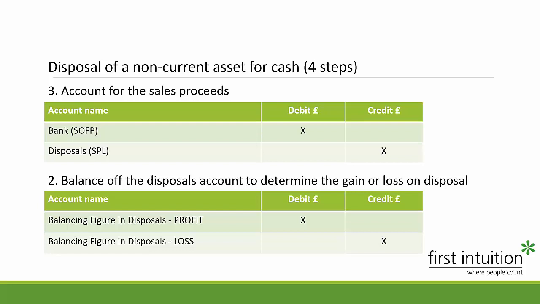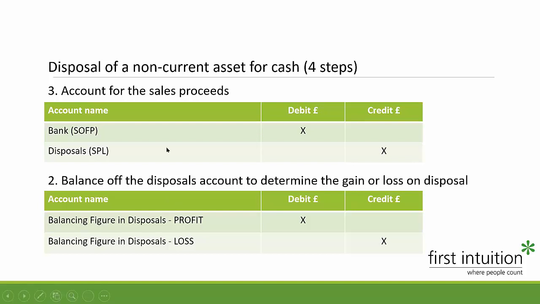These aren't two separate entries into a single account. This will be the balancing figure when we've put all these other entries in. We've removed the cost, we've removed accumulated depreciation, we've accounted for sales proceeds, so on and so forth. The balancing figure, if it is on the debit side, signals we have made a profit. If it is on the credit side of the disposals account, it signals that we have made a loss. So again, don't get mixed up and think this is two different accounts. This is just what your balancing figure in the disposals account will be.